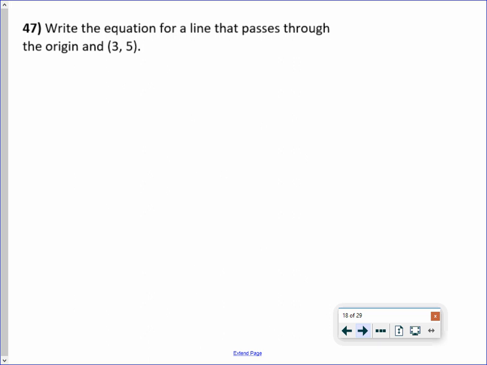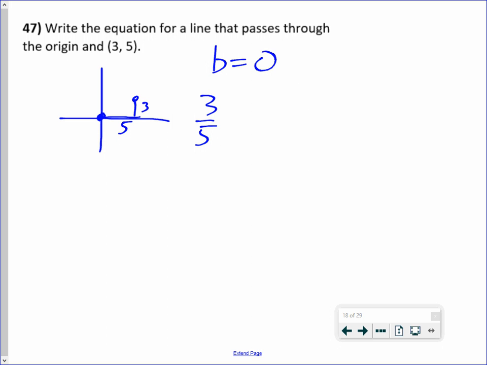Write the line that passes through the origin and 3, 5. So let's just think about that for a second. If this is the origin, 3, 5 is over here, which means that it's risen 3 and run 5, which means the slope is 3/5. If it goes through the origin, then the y-intercept is 0. And so my equation is just y equals 3/5 x. And this is a direct variation because it goes through the origin.